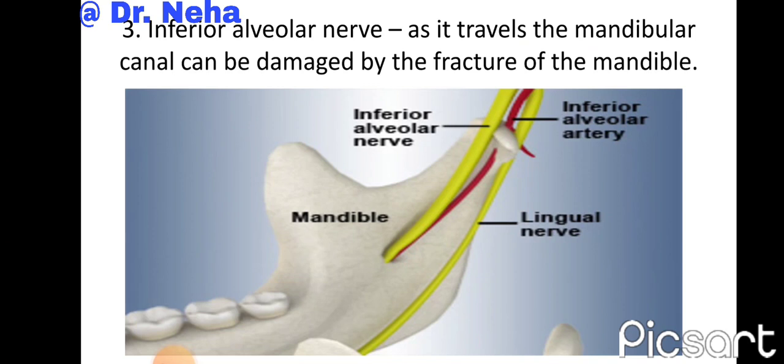Next, the lingual nerve lies in contact with the mandible just medial to the third molar tooth. Then the third one is the inferior alveolar nerve. As it travels in the mandibular canal, it can be damaged by a fracture of the mandible.